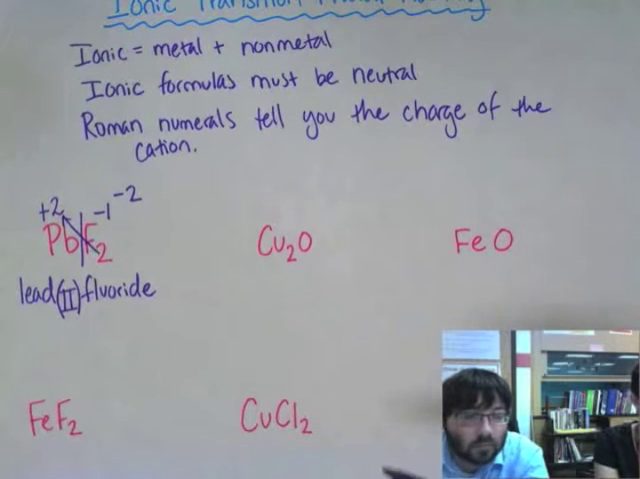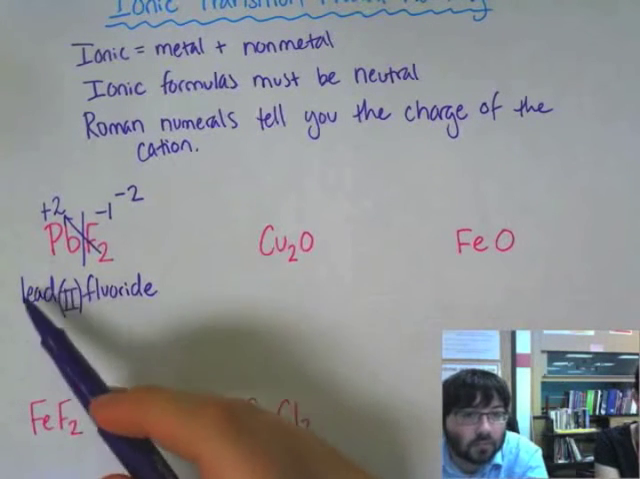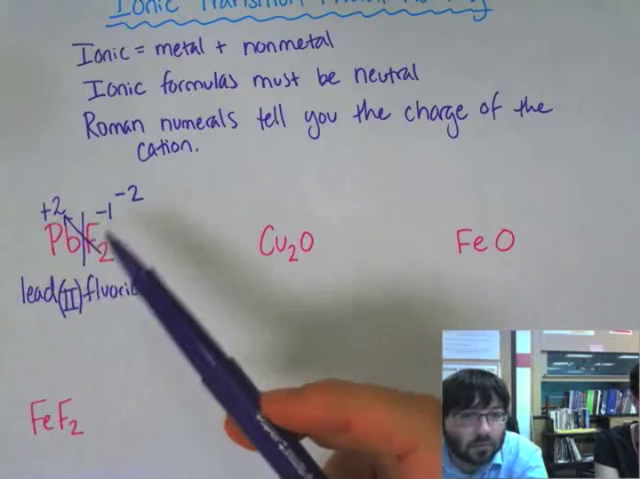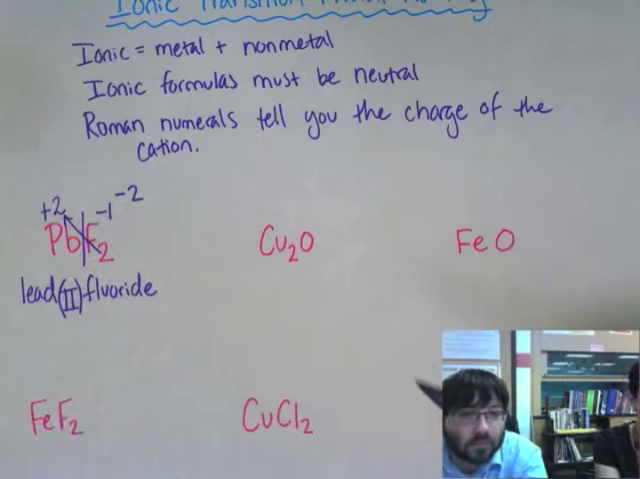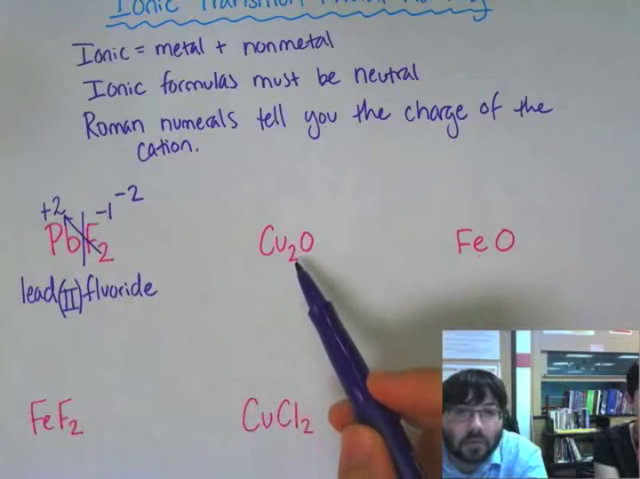The metal in this case is the cation, because it's the positively charged one. The non-metal fluorine is the anion, so it's going to be the negative one. Let's try this one, okay?